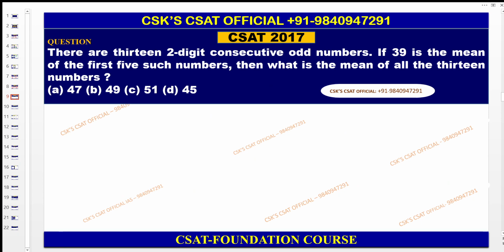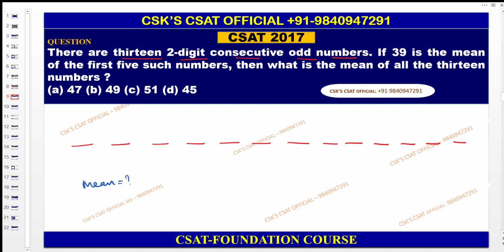Now here, simple, but understanding is required. There are 13 2-digit consecutive odd numbers. If 39 is the mean of the first 5 such numbers, what is the mean of all the 13 numbers? So first try to understand what we mean by the mean.